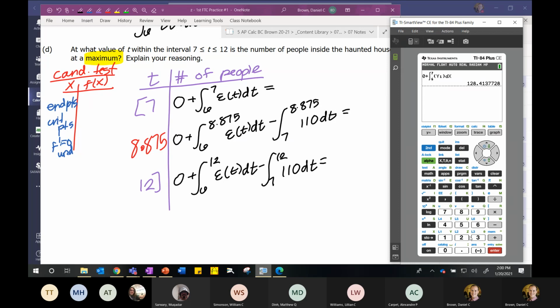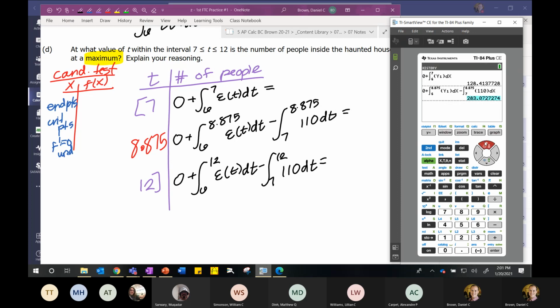And I can just keep doing that again for each row. Then I want to figure out how many people I had at the critical point we found. That was 8.875 minus the integral from 7 to 8.875. Not going to select y2 because it was just 110. That would be a waste of time. With respect to dx, there's the number of people there at the critical point, the 283.